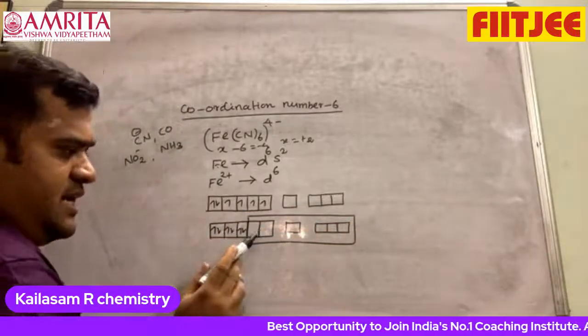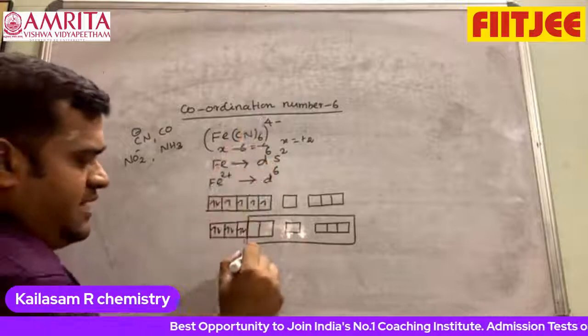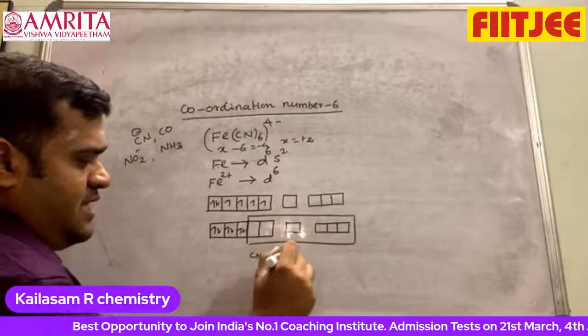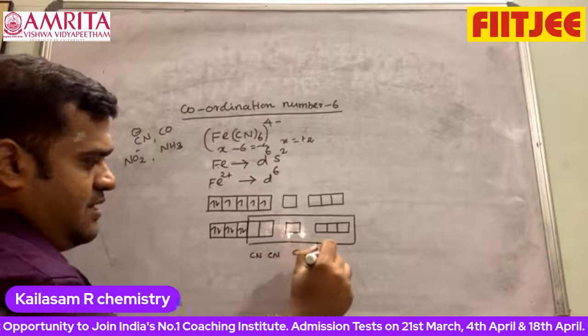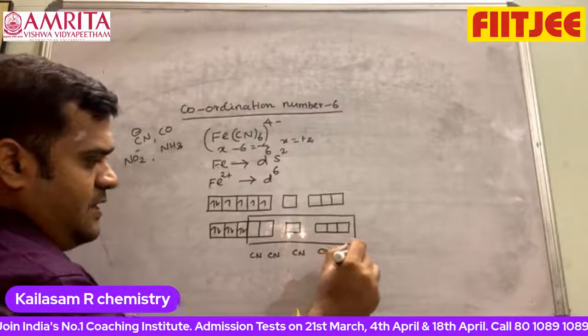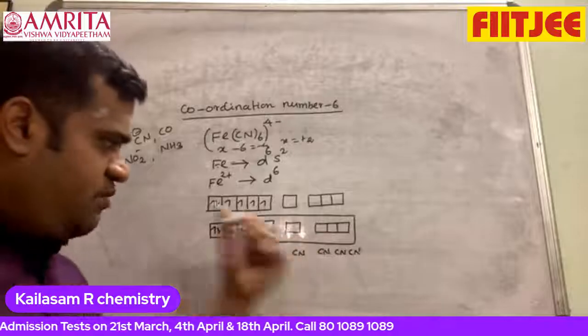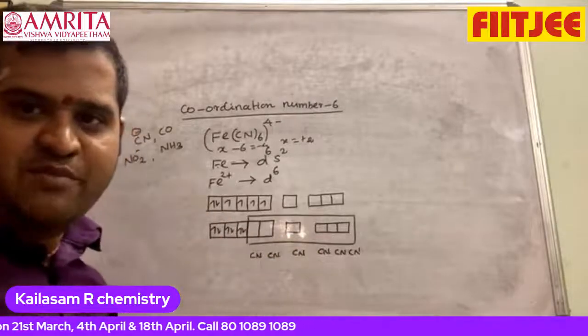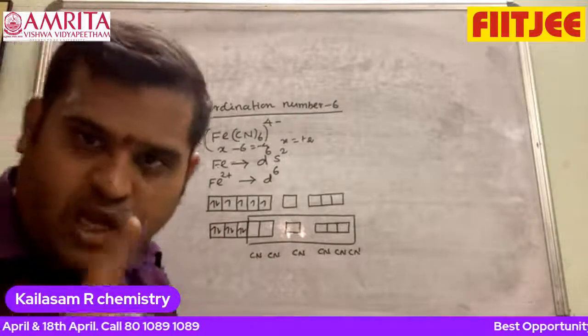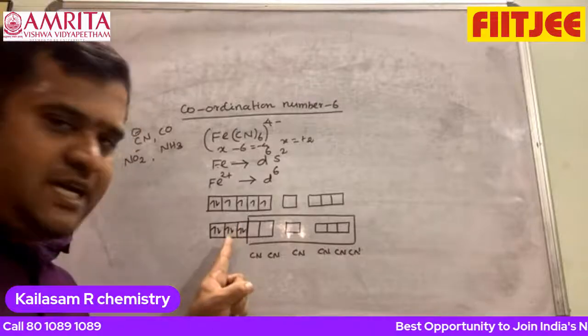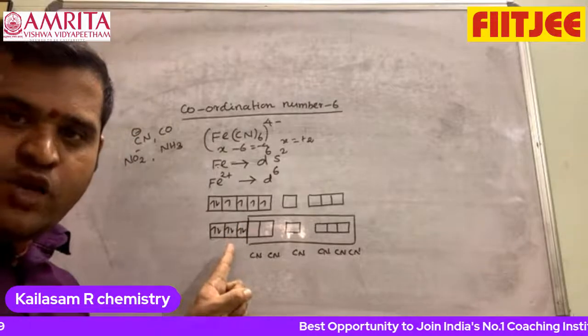Now we can say d2. How many ligands are there? CN, CN, CN, that's all, 6. Each CN can give a pair of electrons, which forms d2sp3 hybridization. What complex? An octahedral complex. Whether diamagnetic or paramagnetic, it's a diamagnetic complex, with no unpaired electron.